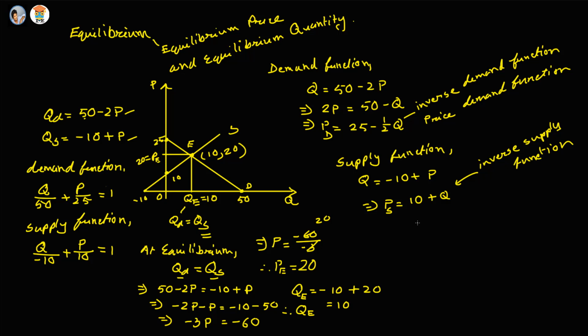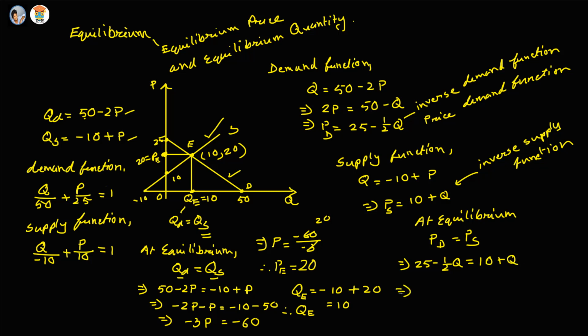Now, to find out equilibrium, we can say at equilibrium PD is equal to PS. Why? Because if we look at the figure here, at equilibrium, both the demand curve, this one, and the supply curve, this one, have same price for same quantity. So we can write PD equal to PS at equilibrium. Now, instead of writing PD, we can write 25 minus half Q is equal to 10 plus Q.